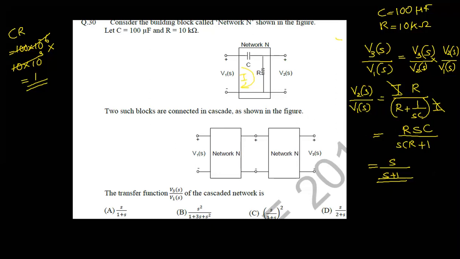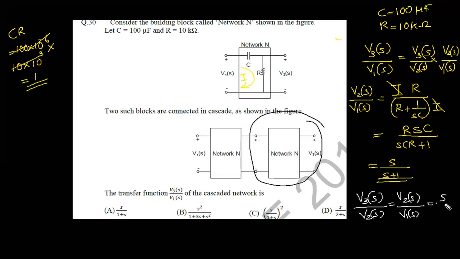Now we have to calculate what is V3 of S by V2 of S, right? V3 of S by V2 of S is the transfer function of this network, and the transfer function of this network is the same as the first network, as two networks N and again N are connected, right? So transfer function V3 of S by V2 of S equals V2 of S by V1 of S, that is S by S plus 1, right?